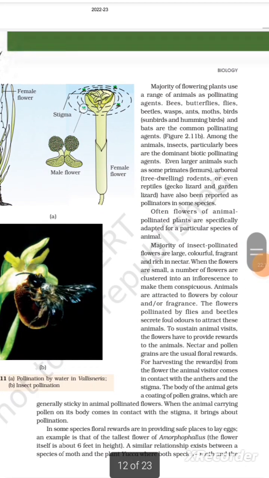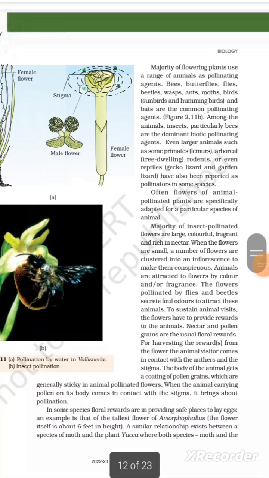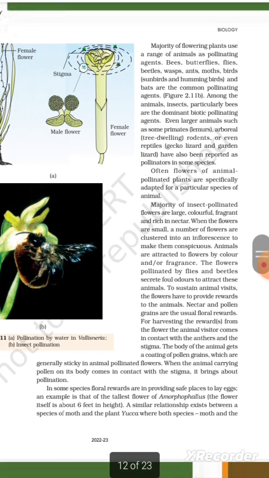Majority of flowering plants use a range of animals as pollinating agents: bees, butterflies, flies, beetles, wasps, ants, moths, birds, sunbirds, and hummingbirds. And bats are also common pollinating agents. Figure 2.11b. Among the animals, insects, particularly bees, are the dominant biotic pollinating agents. Even larger animals such as some primates, lemurs, arboreal (tree-dwelling) rodents, or even reptiles, gecko lizard and garden lizard, have also been reported as pollinators in some species.